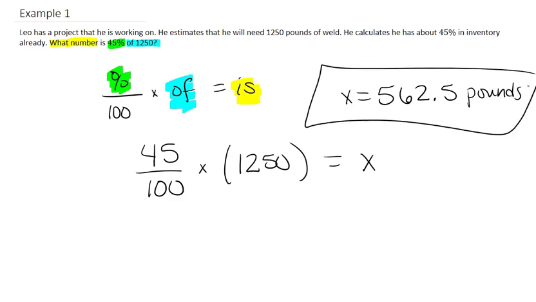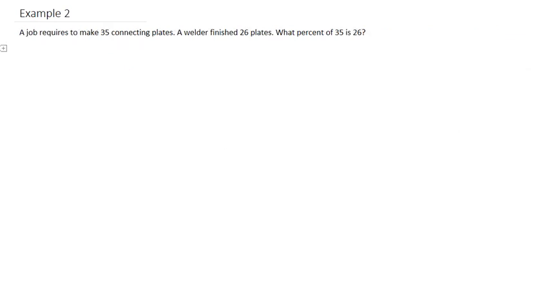Now let's do another example. Example 2. A job requires to make 35 connecting plates. A welder finished 26 plates. What percent of 35 is 26?